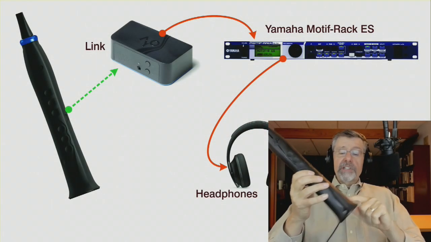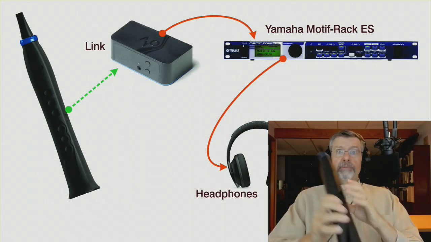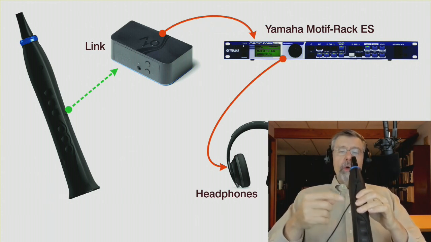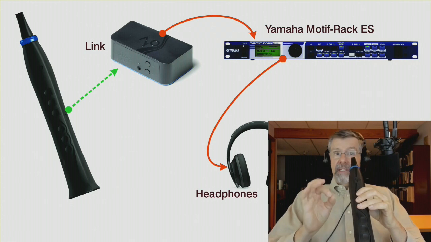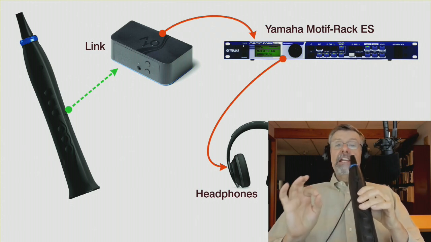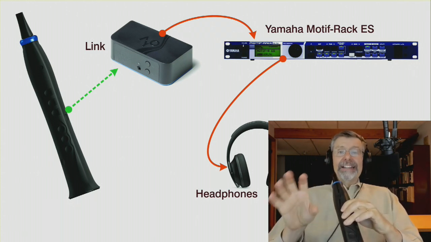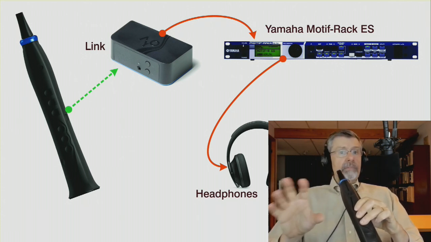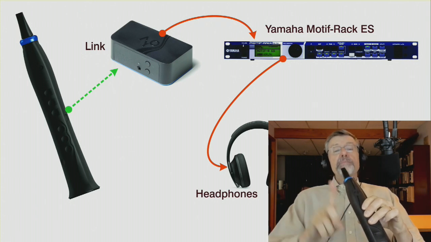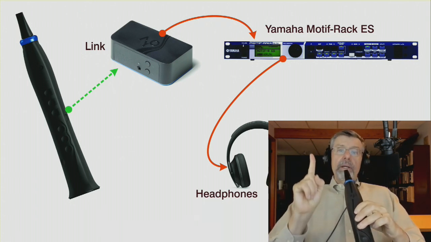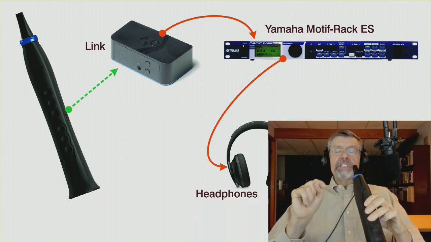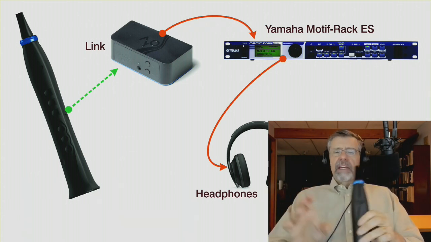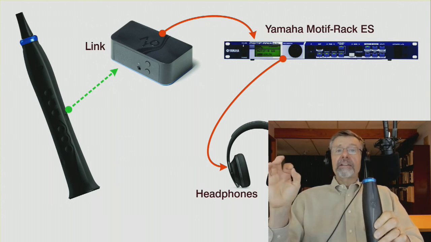So the first thing I've done is remove the wire, a big improvement for playing flutes. The Sylphyo is now, instead of sending audio data, sending MIDI data by radio interface to a box called a link. The link receives the MIDI over radio interface very fast, and sends it by wire to a unit built by Yamaha called a Motif-Rack ES.